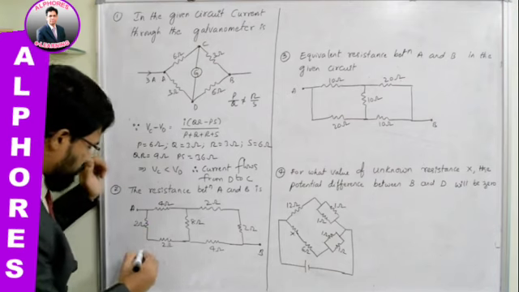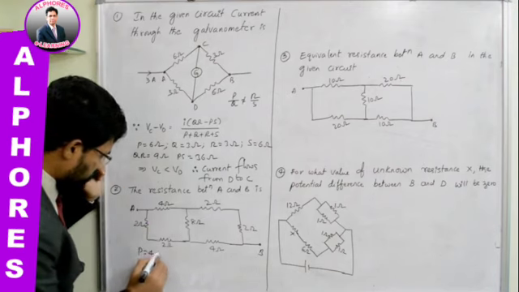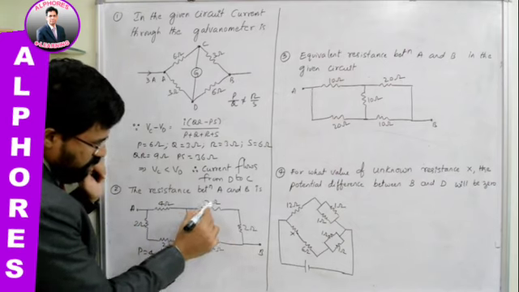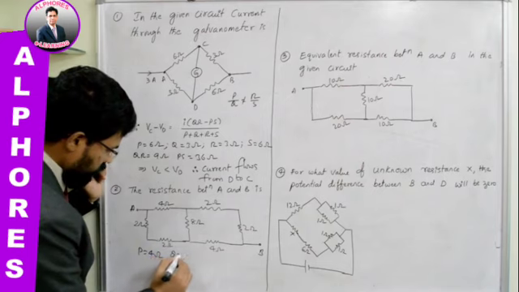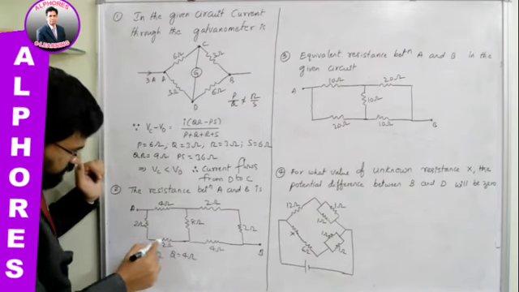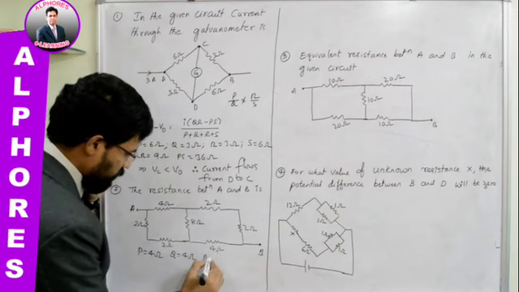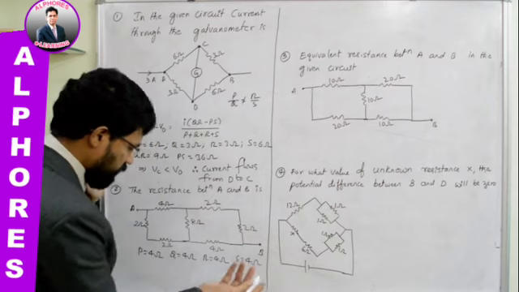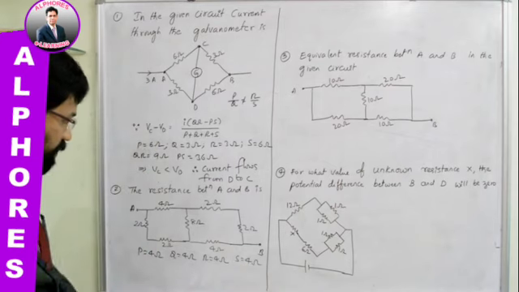Here, what is P? P is equal to 4 ohms. Okay. Q is what? This entire resistance, so 2 plus 2. How much is that? 4 ohms. What about R? R is this entire resistance, 2 plus 2, 4. R is also 4 ohms. And S is also 4 ohms. Yes, P by Q is equal to R by S. So the bridge is balanced.